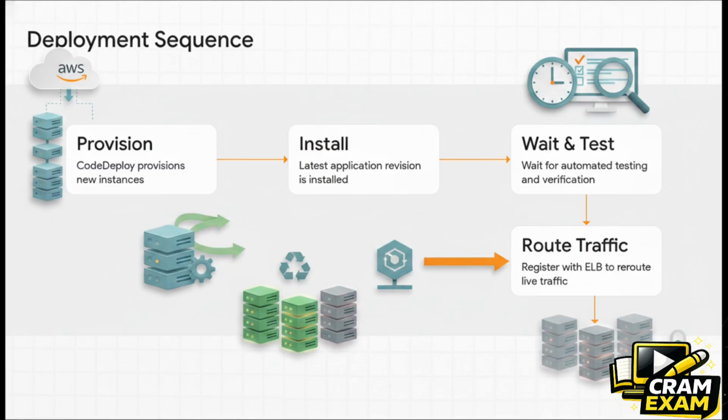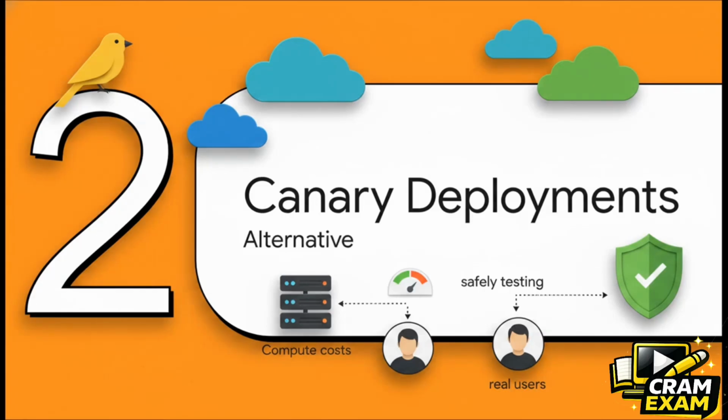Think about that for a second. You have all the time in the world to run automated tests against these new servers because absolutely 0 real users are touching them yet. Then, once you're confident, instances in that replacement environment are registered with an Elastic Load Balancer, which causes the traffic to be seamlessly rerouted to them. Finally, the instances in your original old environment are deregistered. From there, they can either be terminated to save money, or you can keep them running for a bit just in case.